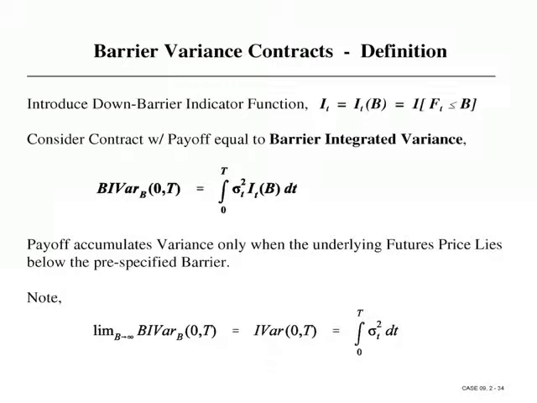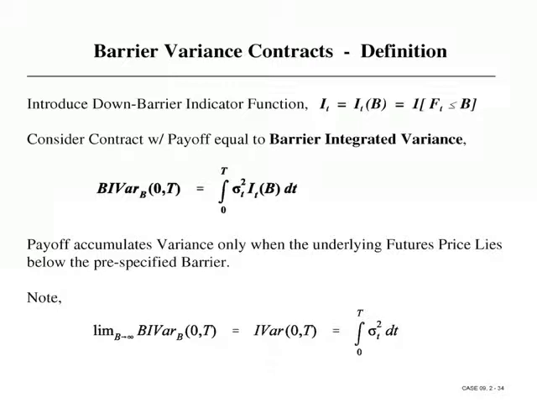And you can introduce something we call barrier integrated variance between 0 and T. You integrate as before sigma_t squared over the whole interval, but you only accumulate when you're below the barrier. If you go above the barrier, you get 0. So it accumulates the variance along the path, exactly as we do with integrated variance, except when we go outside this region, we stop, put it to 0.